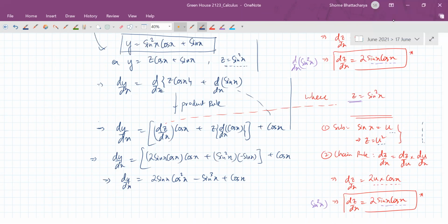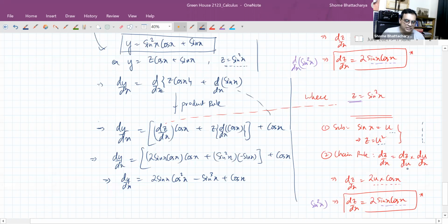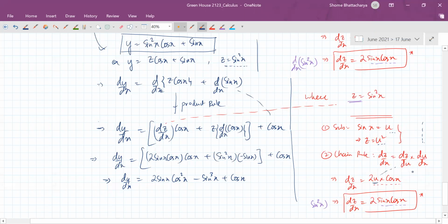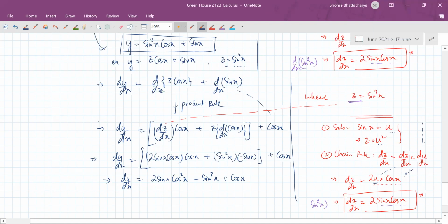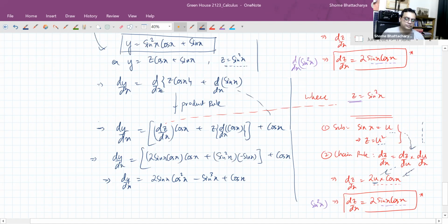Sir, how did you get dz by dx equals 2u into cos x? So this is dz by du. So what is z? z is u square, right. So what is the differentiation of u square? It is 2u. Okay, into... Sir, understood? Yes. And similarly, what is u? u is sin x. So how much is du by dx? It is cos x. Okay. So basically for these steps we are using these two substitutions only, right? Yes, sir.